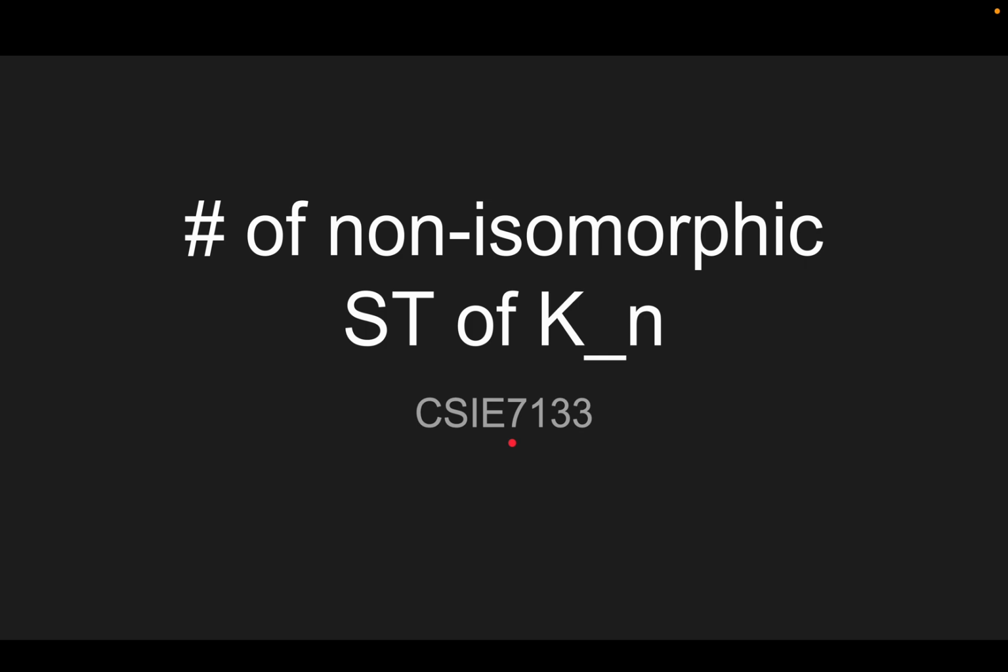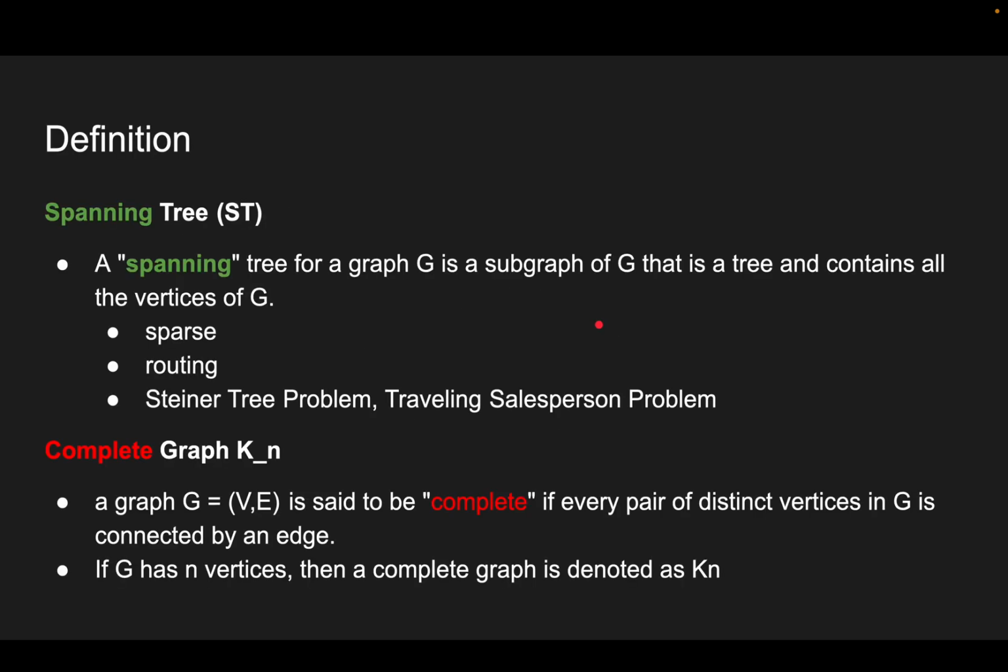We're going to discuss the number of non-isomorphic spanning trees of a complete graph with n vertices. So the spanning tree is basically a tree for a given graph. The definition is that it is a subgraph of G that is a tree and it contains all the vertices of G.